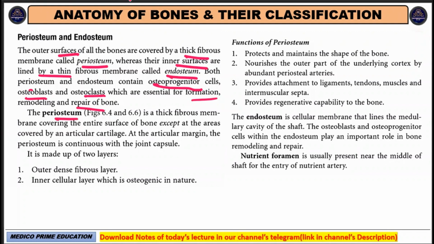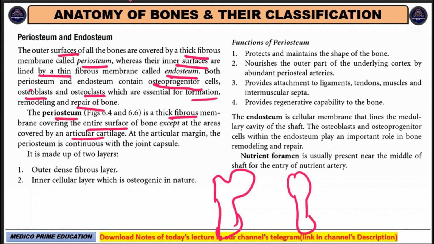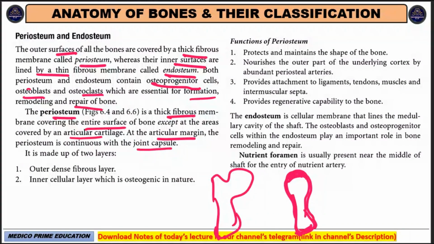So what is periosteum? It is a thick fibrous membrane covering the entire surface of the bone except the areas covered by articular cartilage. Suppose this is the bone with two ends. One end is covered by articular cartilage. Apart from that articular cartilage, all the other part which surrounds the bone forms the periosteum. Peri means outer. So this is the long bone I was saying.